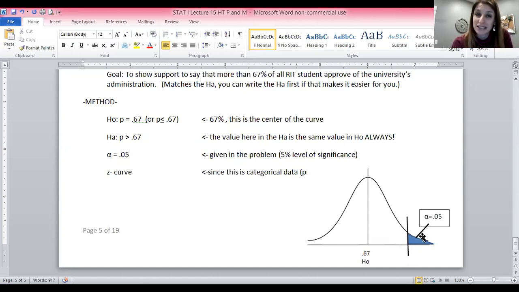The reason why it's on the right side is that my inequality symbol in my HA is a greater than. I'm going to show you more of those, and I don't know if it's next lesson or the lecture after that. But that's just a little visual to give you an idea of what we're looking at, and we'll be calculating some probabilities and stuff. So sometimes it's nice to have a little visual. So anyways, I hope that helped.